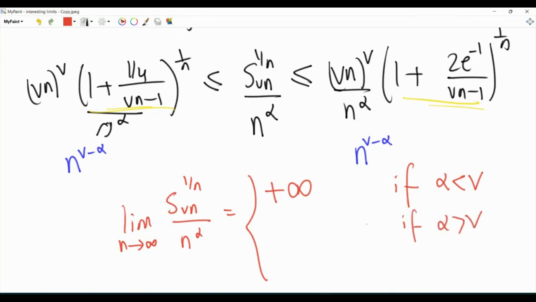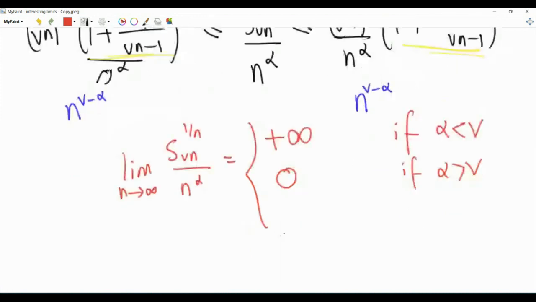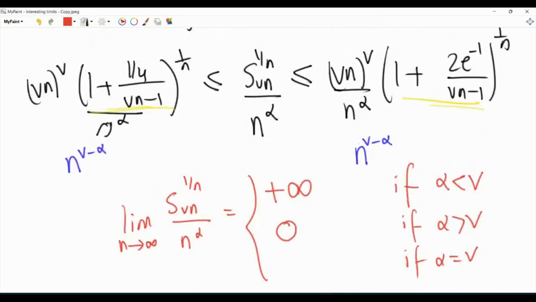If alpha is greater than v, then the upper bound will be n to a negative power. As n tends to infinity, the upper bound will go to 0. And this is a non-negative quantity. And so the limit will be equal to 0. Finally, if we have v is equal to alpha, then we have n to the 0, which is 1. And the remaining term is v to the v. And this will be the limit, v to the power v.